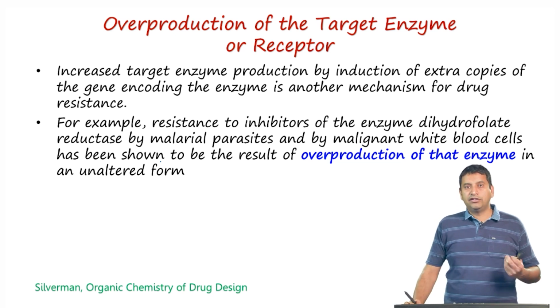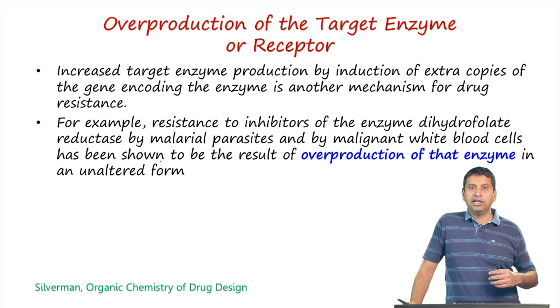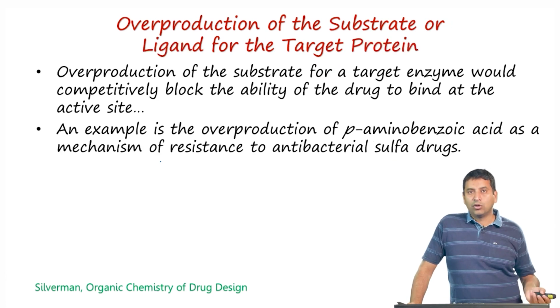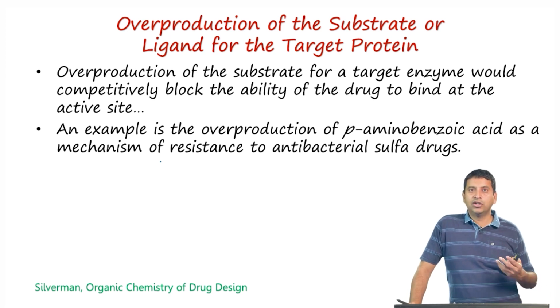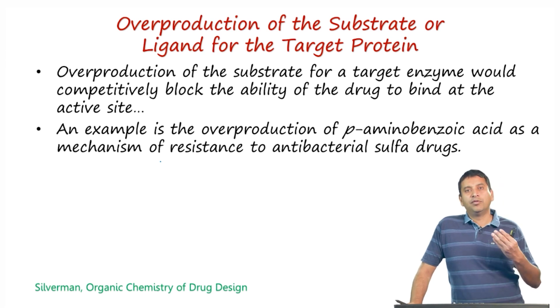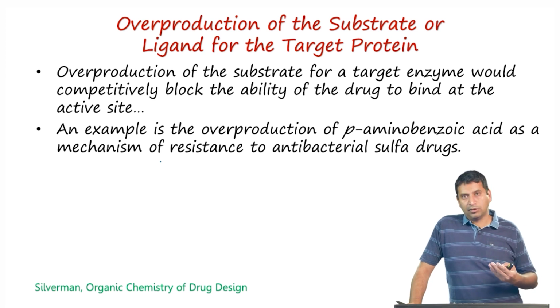So, for example, the enzyme dihydrofolate reductase in the malarial parasite: the inhibitors of this enzyme can lead to overproduction of the enzyme in the unaltered form, and this results in resistance. You can also have overproduction of the substrate or ligand for the target protein. Like we discussed earlier, a number of the inhibitors that we develop are reversible inhibitors. Therefore, if the substrate concentration goes up, the efficacy of the inhibitor goes down. This could be one way in which the organism is able to become resistant.